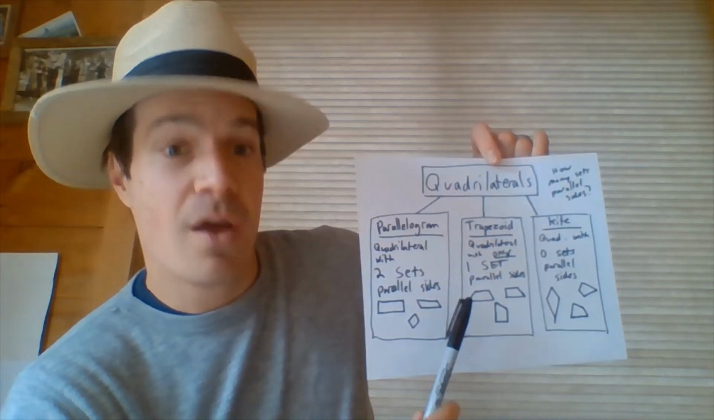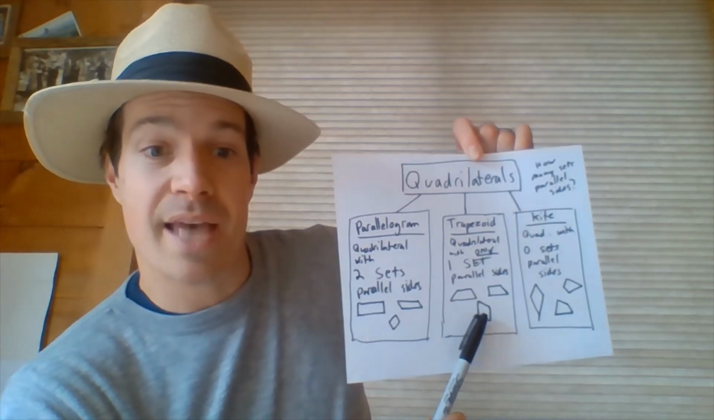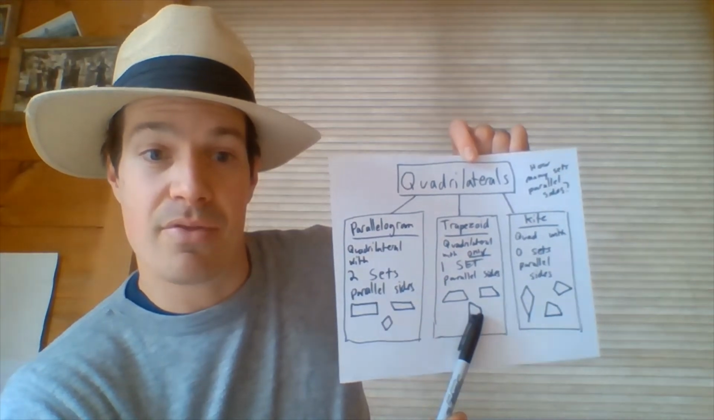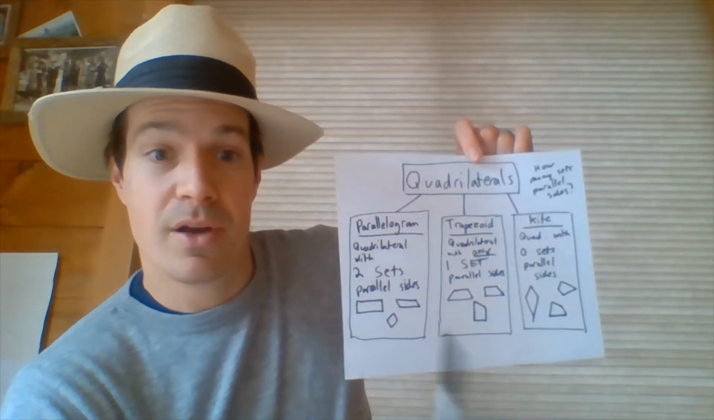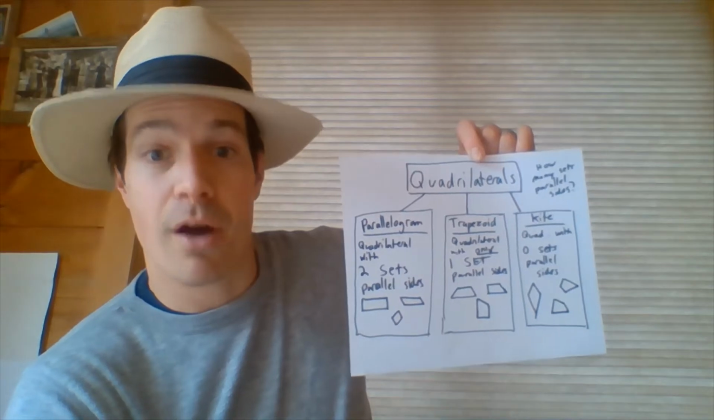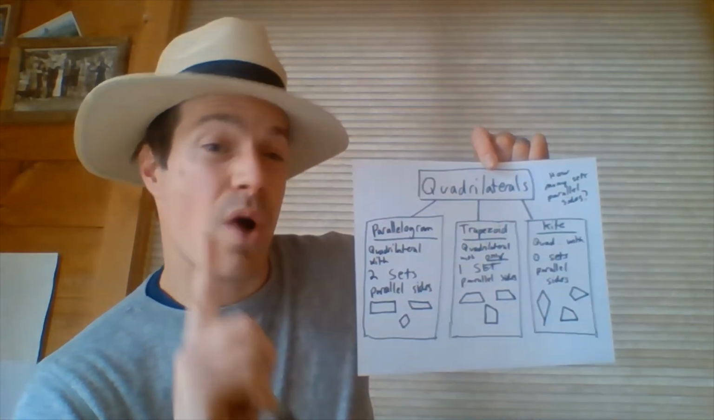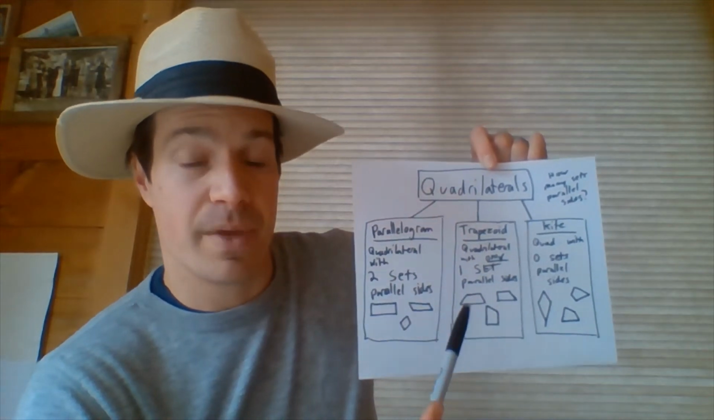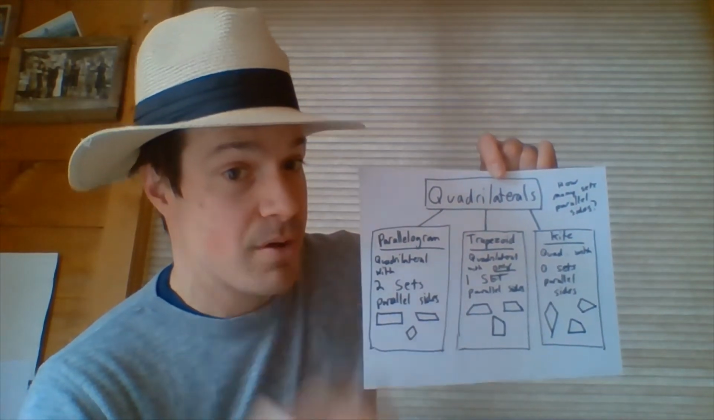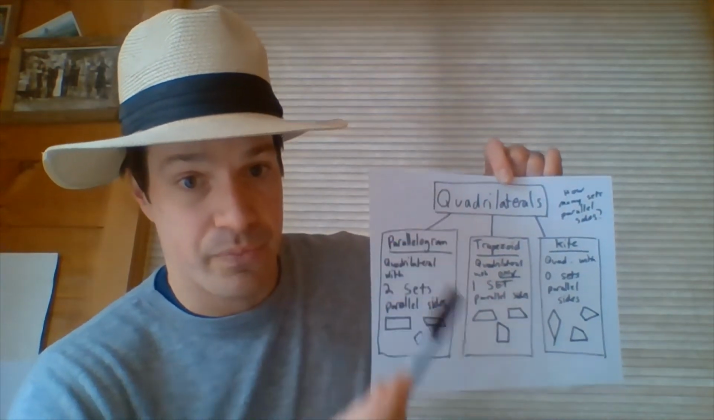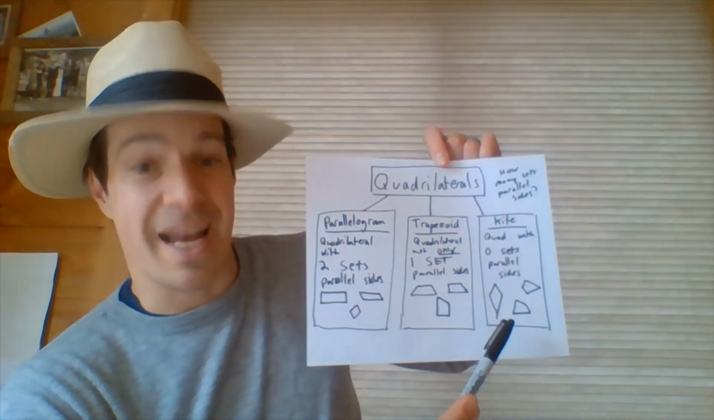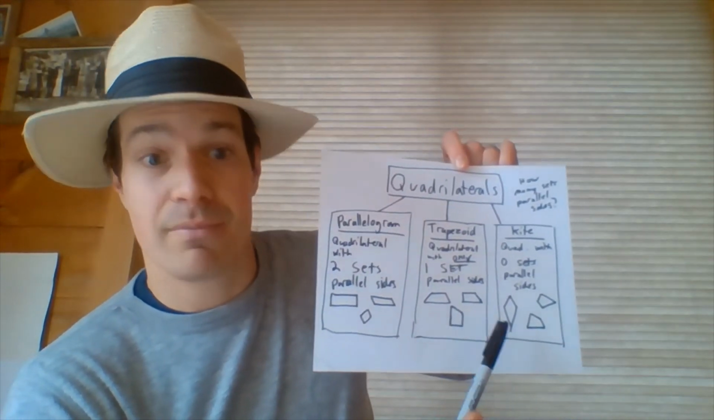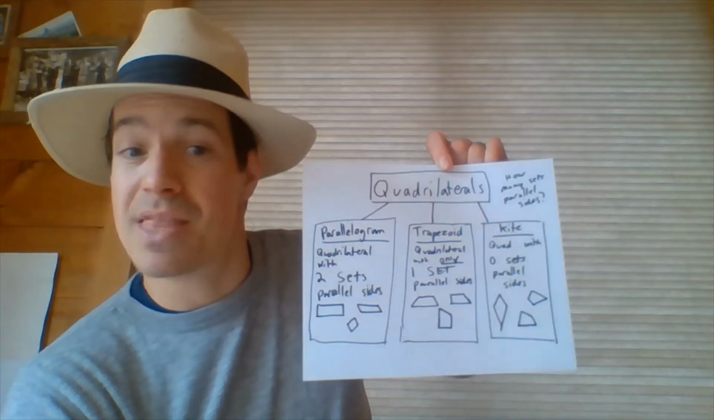Better wrap this up. We have one set on this side and this side that are both parallel, or the top and the bottom are both parallel. But it's only one set. The other sides are not parallel. That makes it a trapezoid. It has to have four sides though, because it's also a quadrilateral. The final group are kites. We don't talk about kites a lot. They often look like a kite, but that's not what makes them special.